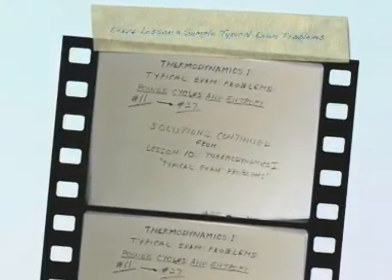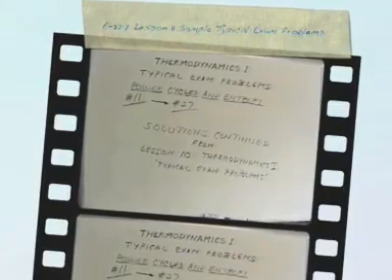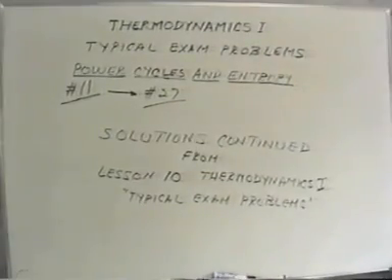We'll start off by completing the problems from the previous lesson from Thermodynamics 1 and do problems 11 through 27. So these are solutions continued from lesson 10, Thermodynamics 1, typical exam problems. When we finish these, then we'll go on to do the problems for lesson 11.